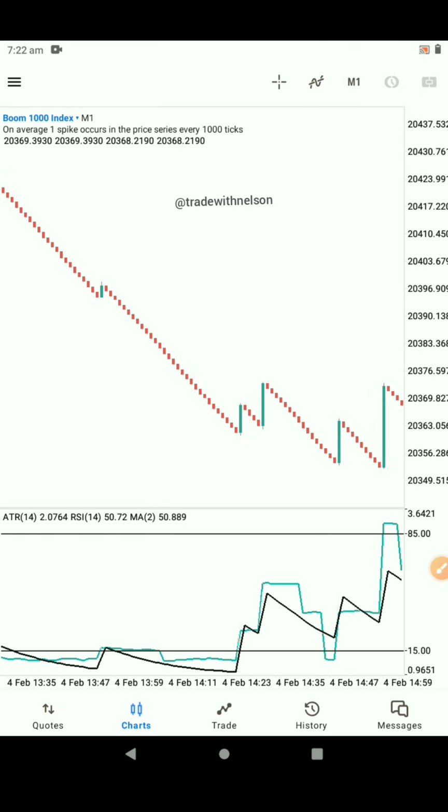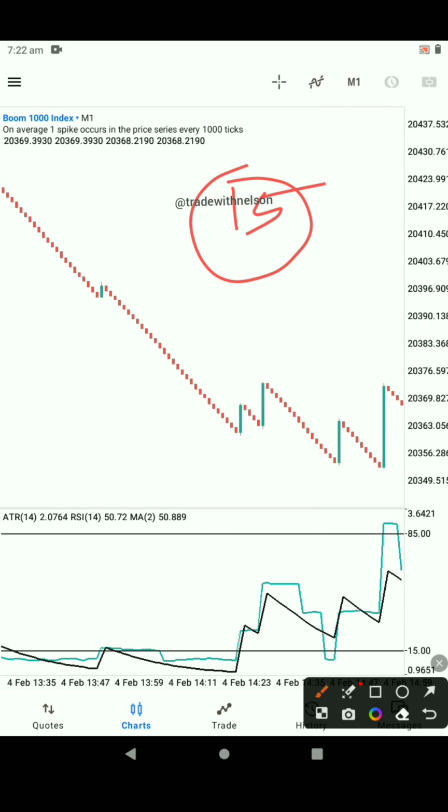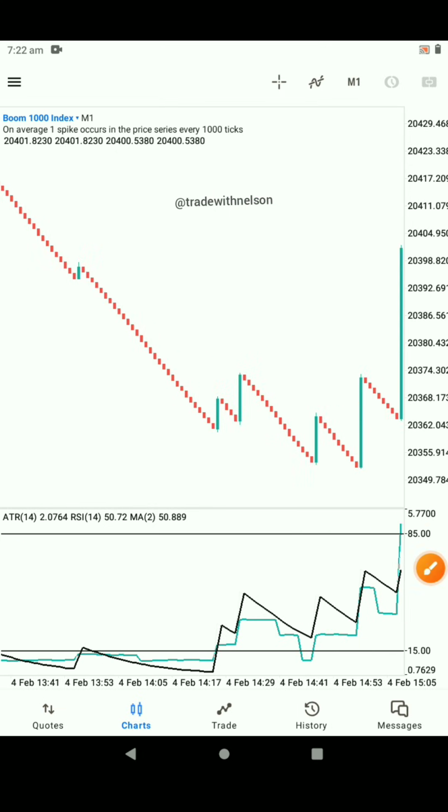So first, what you want to know is that in this strategy we are following the higher time frame narrative. We are using the 15 minutes time frame for our higher time frame, and we're using the 1 minute because we are scalping this strategy.